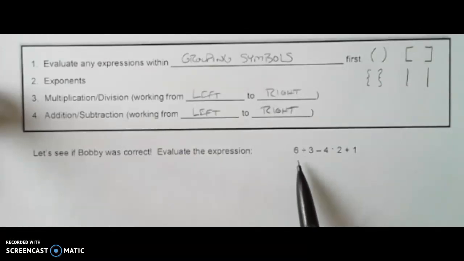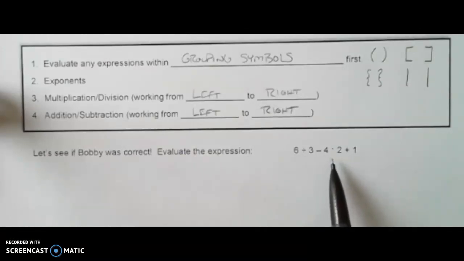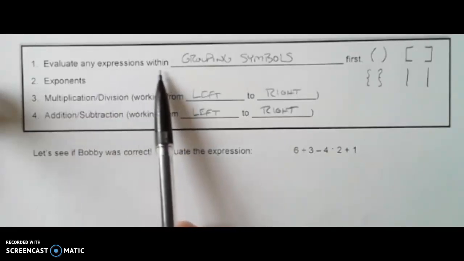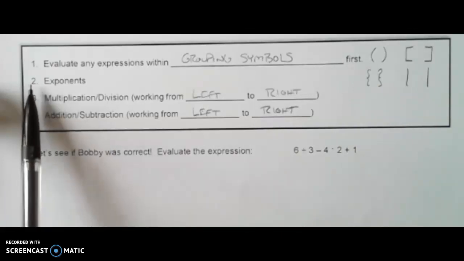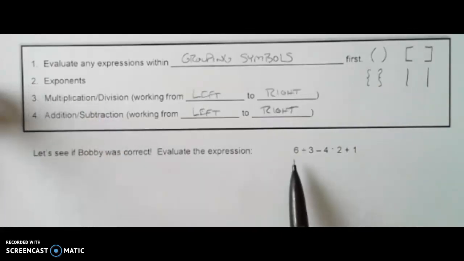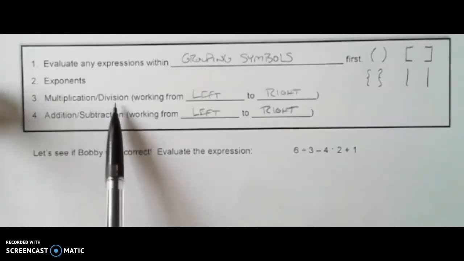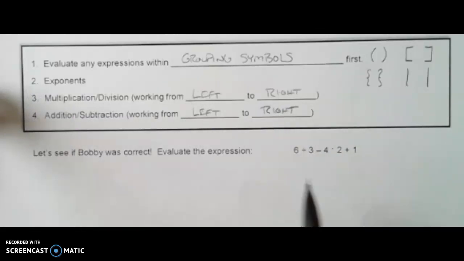So here's the expression that Bobby had above, and we're going to follow the order of operations and see if we get the same answer of -3. Evaluate any expressions within grouping symbols first. In this problem, I don't see any grouping symbols at all, so I'm going to move on to the next level, which would be exponents. Again, I don't see any exponents, so we're moving down to the third layer, multiplication and division working from left to right. Going from left to right, I see a division problem first, so that's the first thing we need to evaluate. 6 divided by 3 is 2. Now bring the rest of the problem down.